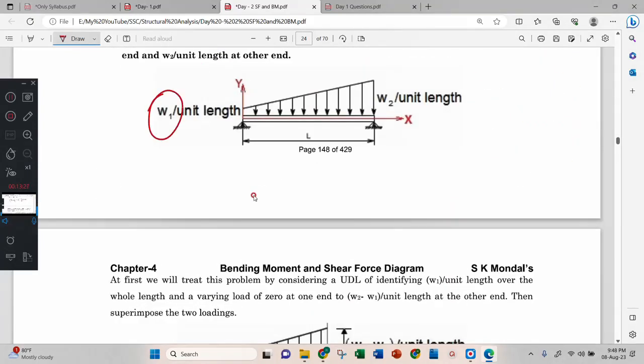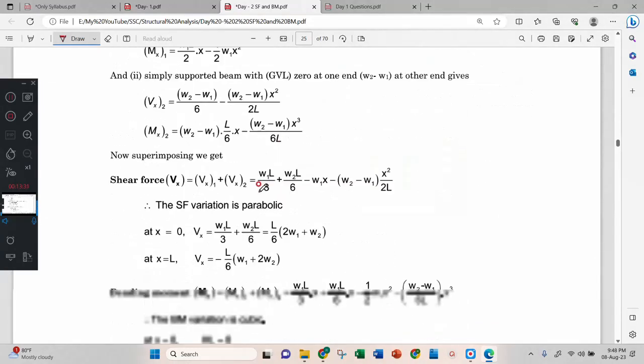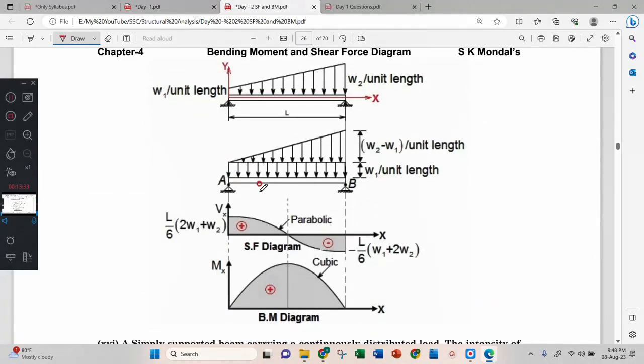Okay, if you have a load like W1 and W2 here, then you can have the equation L by 6 into 2 W1 W2, L by 6 W1 2 W.